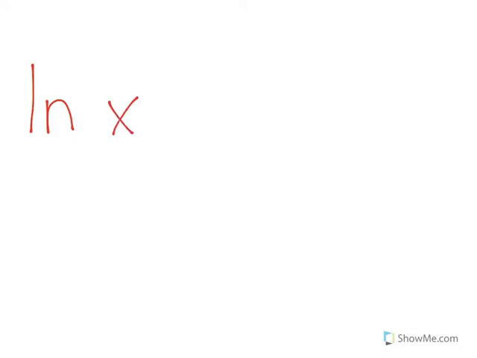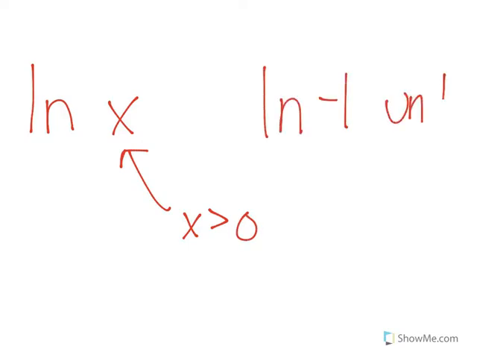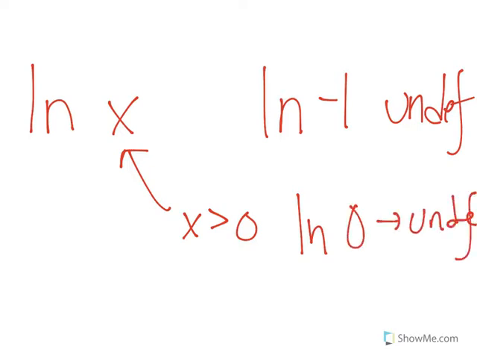A couple key points before we begin when we're dealing with LNs. The argument of LN has to be greater than 0. As a matter of fact, ln of a negative number will be undefined. And just so you know, ln of 0 will also be undefined.